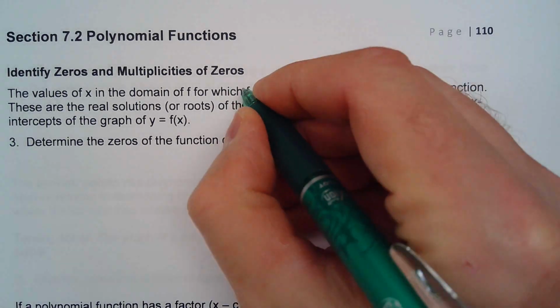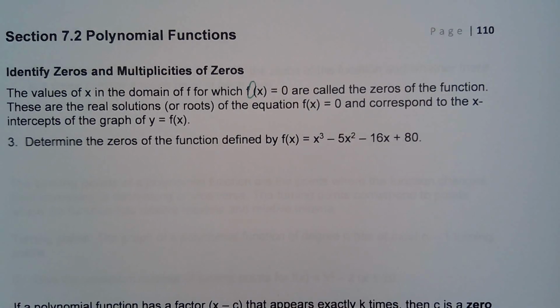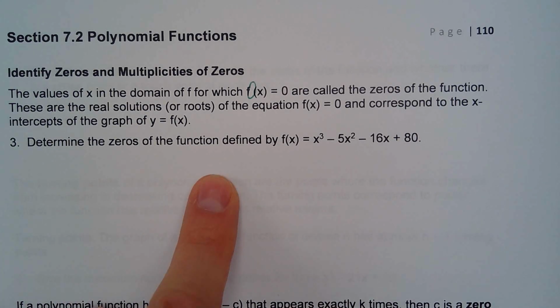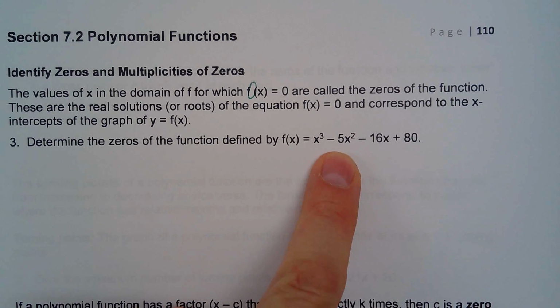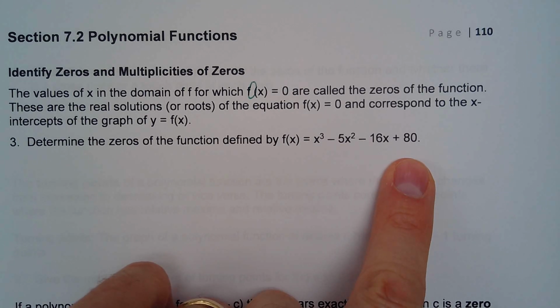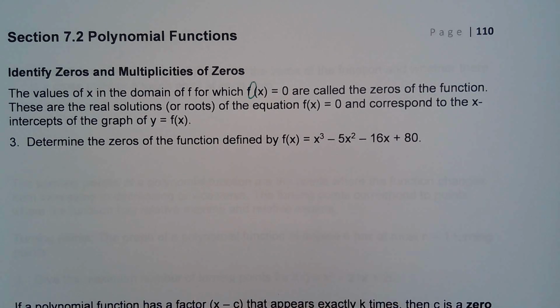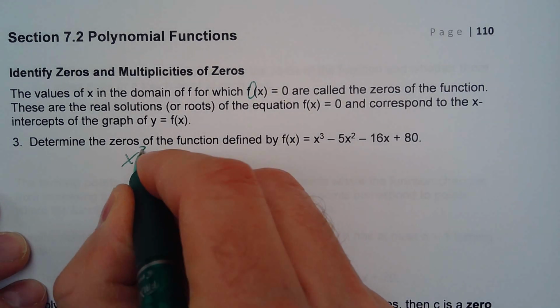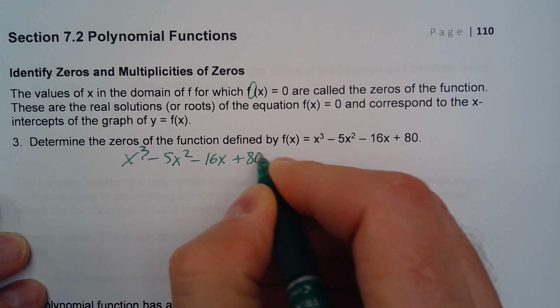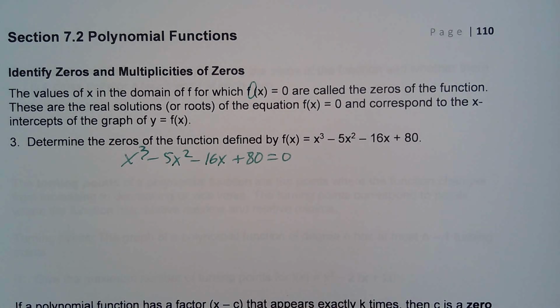And it looks like we got an extra space there, so let me just circle that so that way I can fix it later. So we are determining the zeros of the function defined by f(x) equals x cubed minus 5x squared minus 16x plus 80. Basically we're solving x cubed minus 5x squared minus 16x plus 80 equals 0. Now we know how to do that from before. We go through and factor.